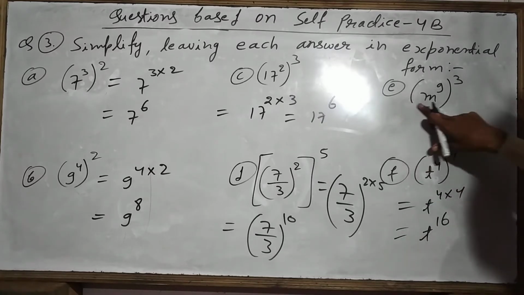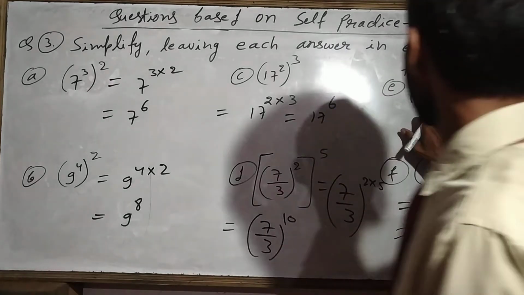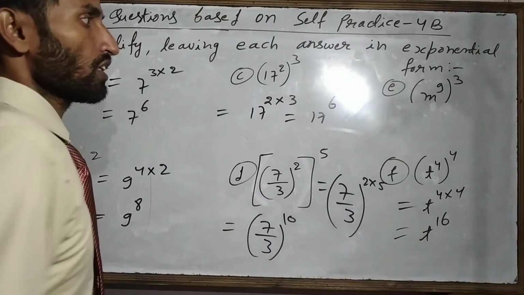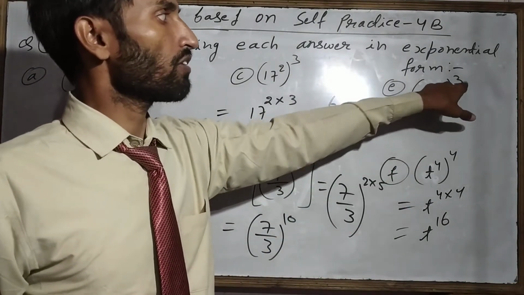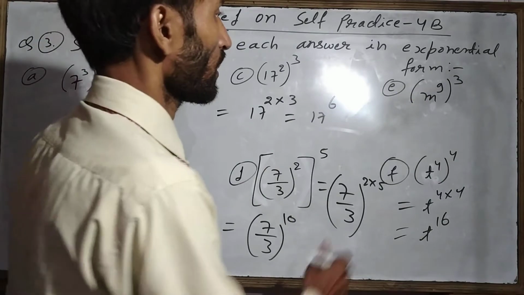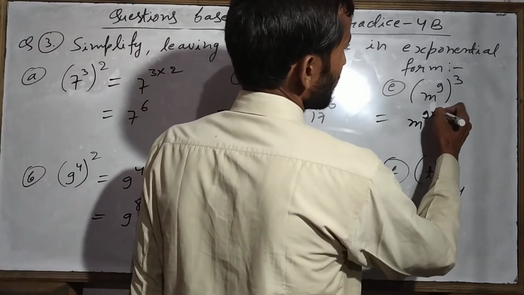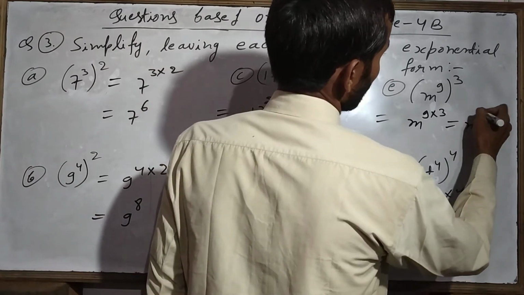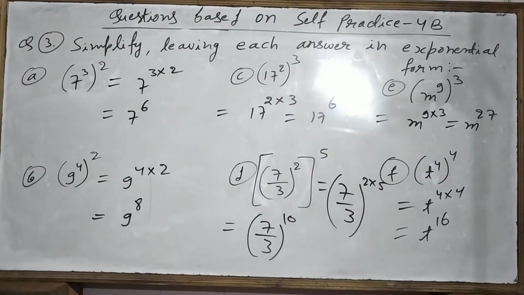Okay, next e part, just see here, again a variable is there, so m power 9 and whole power 3 is there. So we will again remove this small bracket, then the powers will be multiplied. So we will multiply both the powers, m power 9 into 3, it will come m power 27. So this is the final answer, m power 27. Like that we will do in the exercise.